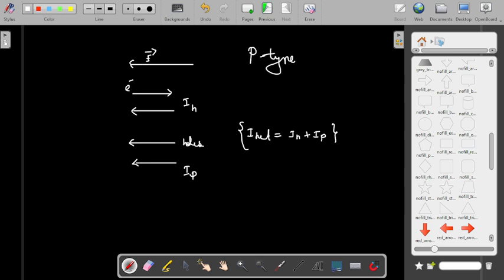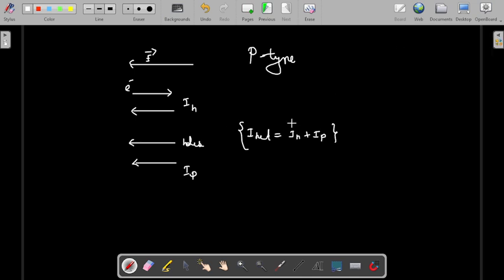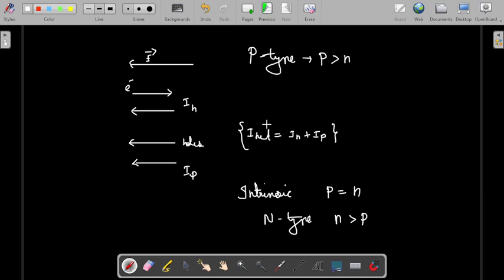I hope you guys are able to understand both the p-type and n-type. So this is how the general things will happen. One more thing is that in case of an intrinsic semiconductor, both will be equal, that you already know. So in case of an intrinsic, n and p will be equal. In case of an n-type, it will be based on the charge carrier, so n will be greater than p. For p-type, we know that p is greater than n. So these are the three kinds of things we have.